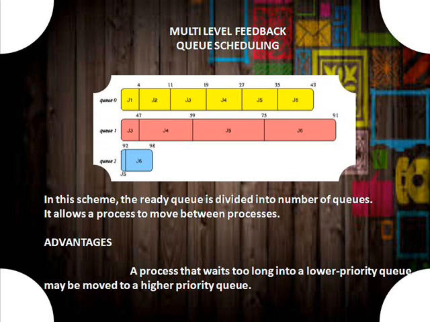Multi-level feedback queue scheduling. In this system, the ready queue is divided into a number of queues. It allows a process to move between queues. Advantages: a process that waits too long in a lower priority queue may be moved to a higher priority queue.